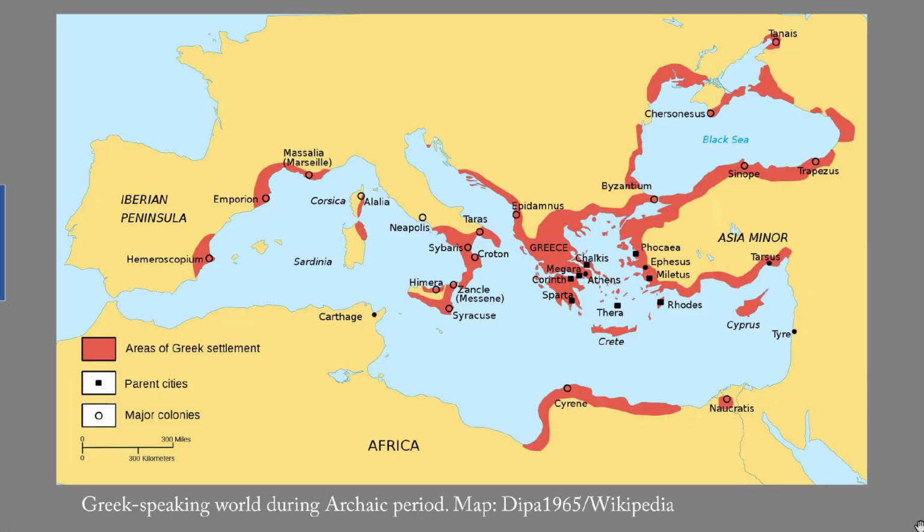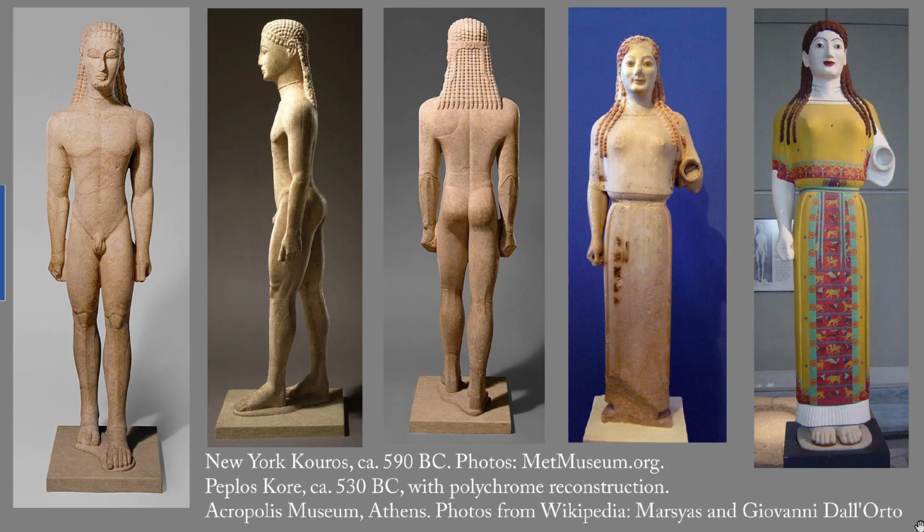Location. This art is found in mainland Greece and the islands of the Aegean Sea, as well as areas where Greek-speaking cities were established as trading outposts, including coastal areas of the Mediterranean and Black Seas. The media is stone, often marble. It was originally brightly painted, that's called polychrome, as you can see in the reconstruction of the Peplos Kore, which is based on traces of paint that was left on the sculpture.